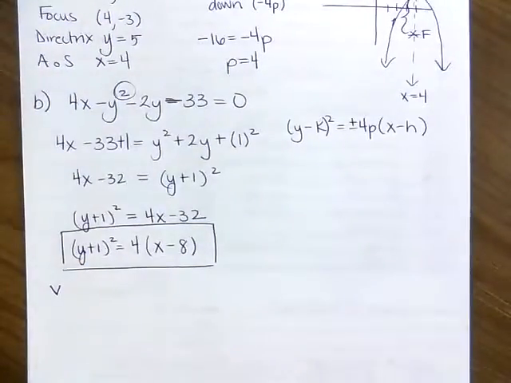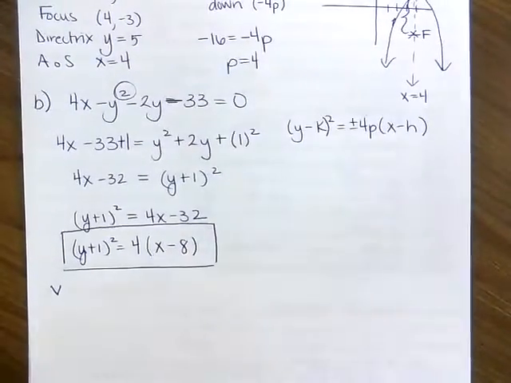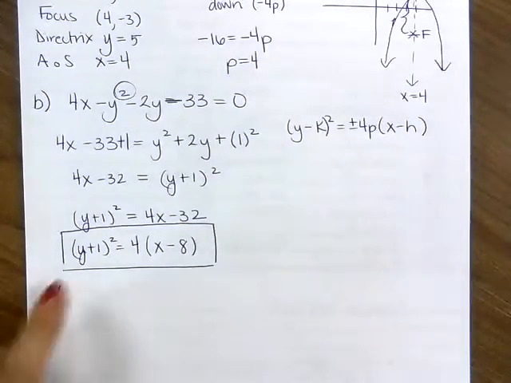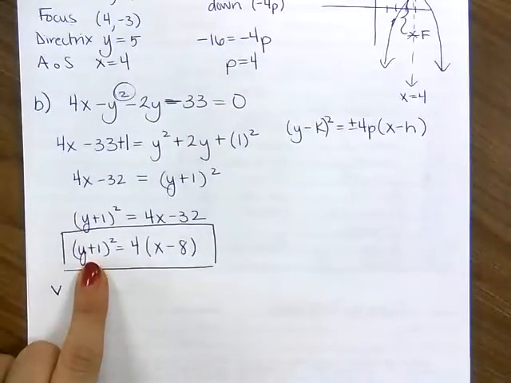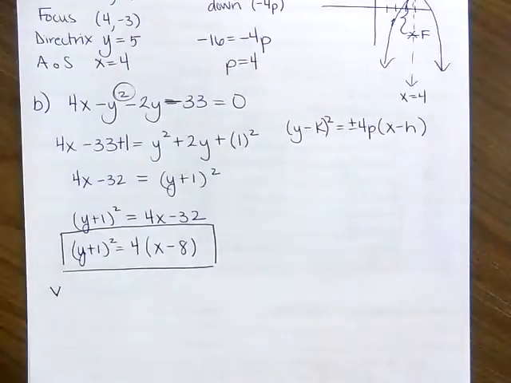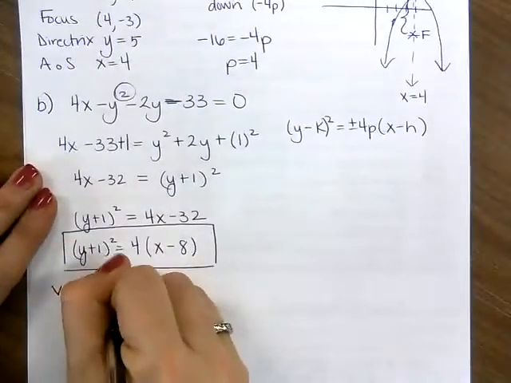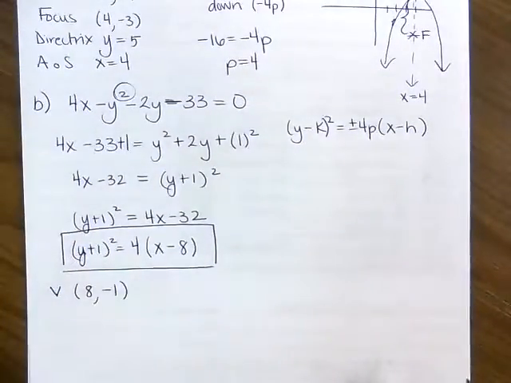Now listen to me. You're going to mess this up if you're not careful. You got to make sure when you're labeling the vertex, you're labeling X, comma, Y, right? Notice that Y is listed first. So be careful not to write -1, 8. Everybody agree it's 8, -1? Yeah. Okay, so just be careful on that. That's a common mistake.